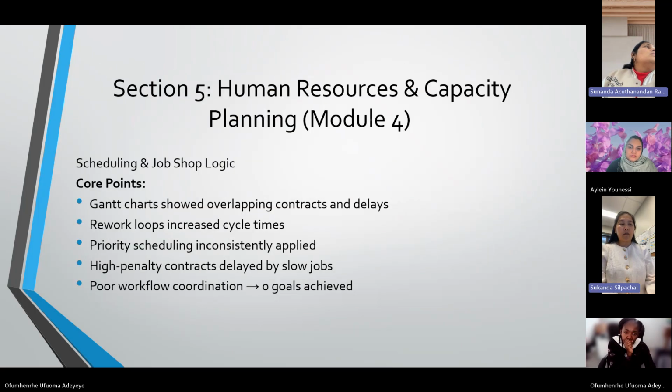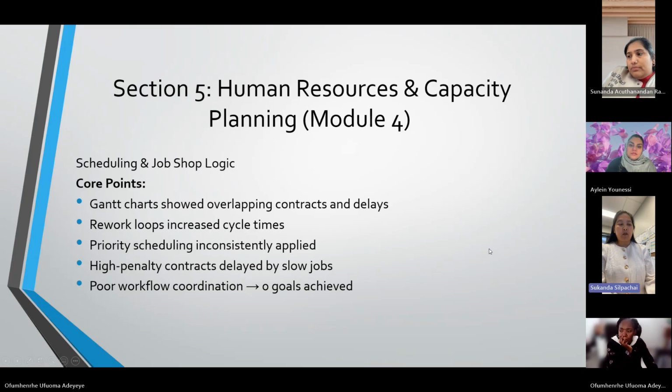Moving on to the next slide about scheduling and job planning. When we looked deeper into scheduling, our Gantt charts revealed several issues. Contracts were overlapping heavily, which strained capacity at multiple workstations. We also saw frequent rework loops, which increased cycle times and lowered efficiency. Priority scheduling wasn't applied consistently, meaning slow jobs often blocked urgent high-penalty contracts. This lack of coordination across workstations contributed to delays and ultimately zero goal achievement in this module.